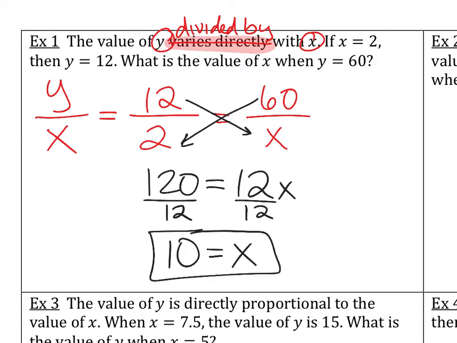Wait, why is it 120 divided by 10? What? 120 divided by 12. Yeah, you want to get the x by itself. We're trying to figure out what x is equal to. I got the 120 by doing 60 times 2. Do you use the exact same number?